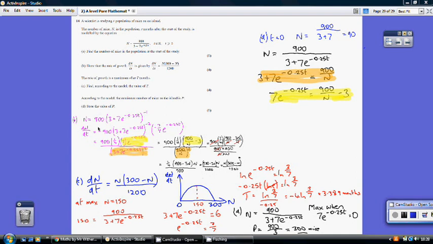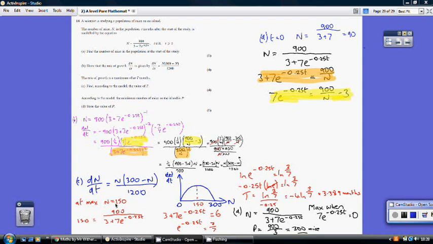Now part C, the rate of growth is a maximum after t months. Find according to the model the value of t. So let's think about our dn dt being n multiplied by 300 minus n over 1200. This is a quadratic, it's a negative quadratic, so a quick sketch of this to help me gather my thoughts. It's 0 at 0 and 300. It's a symmetrical shape, so I'm going to get a maximum rate of growth halfway between 0 and 300, which is when n equals 150.